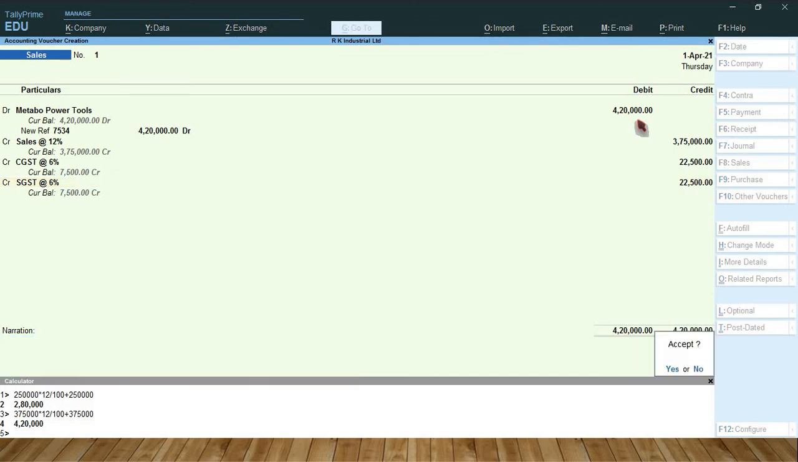How to enable the auto calculator and how to make a calculation. When we make a calculation, only when the cursor has moved to the amount field will it be activated. Please remember it. Okay, friends, I hope you got it.